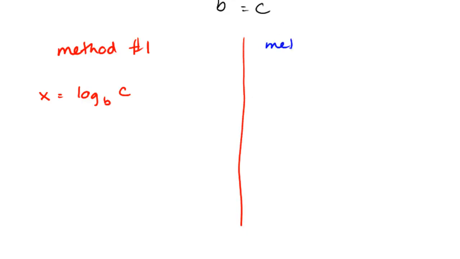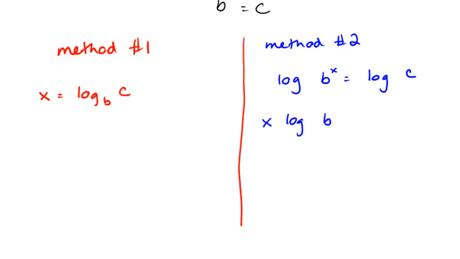But let's use method number 2. Where I can take this, b to the x equals c, and I can actually take the logarithm of both sides. Then we know that we can use the power rule on the left-hand side to get x log b is equal to log c, and so x is equal to log c over log b.